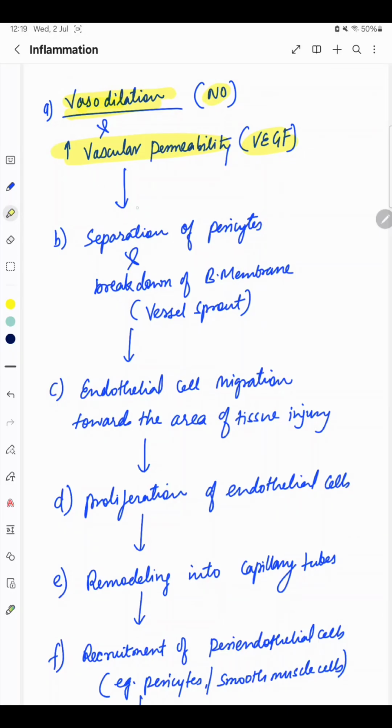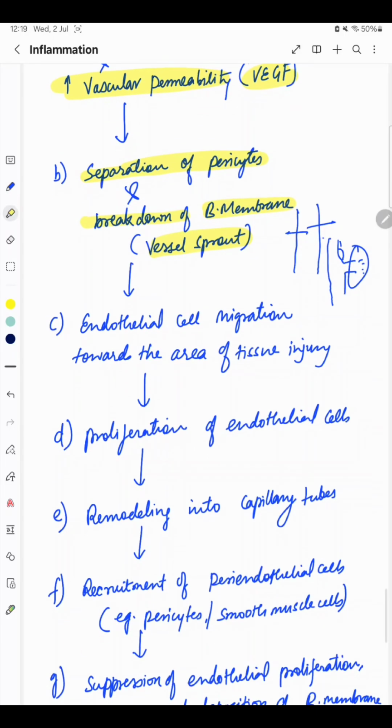After the vasodilation, there will be a separation of pericytes and the breakdown of basement membrane, which will result in a basal sprout from the main blood vessel. This is a basal sprout. Endothelial cells then start migrating toward the areas of tissue injury in this basal sprout.